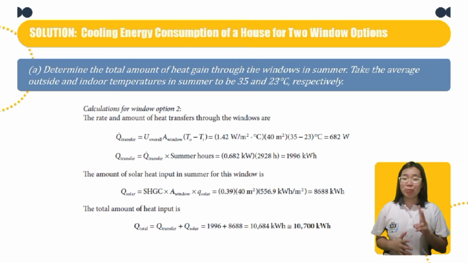For window option 2, the steps and formulas are still the same, but take note that the given U factor and SHGC are different from window option 1. Solving this, we will arrive at 10,684 kilowatt-hour.